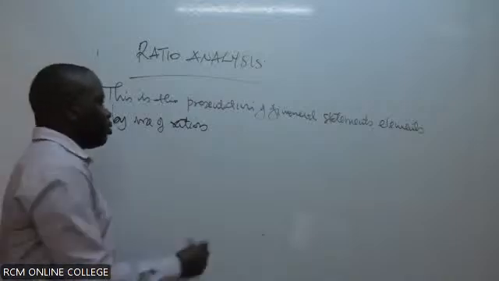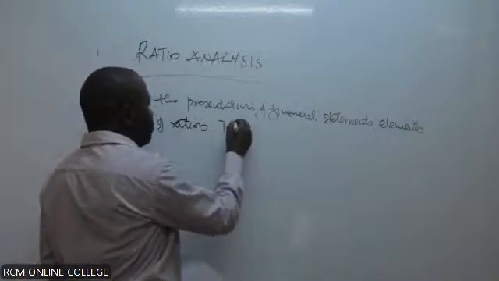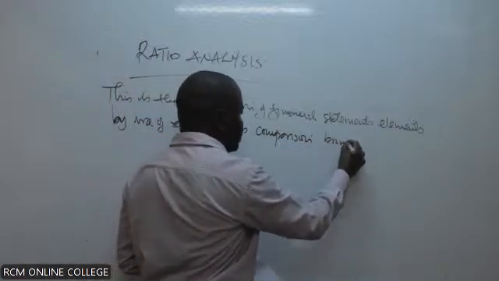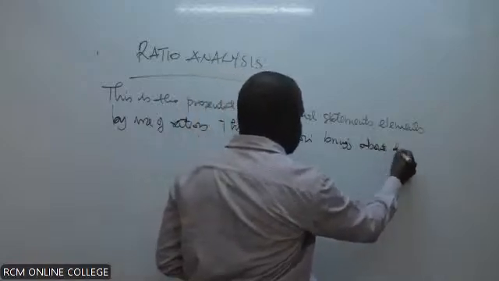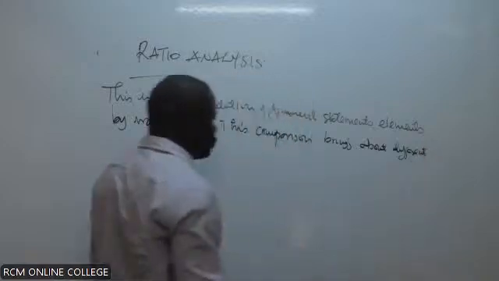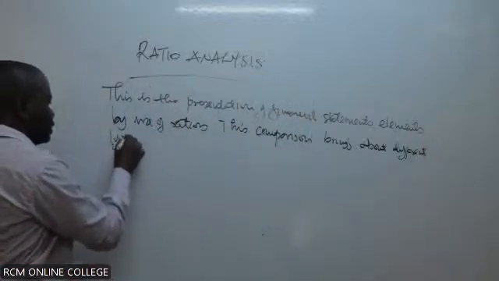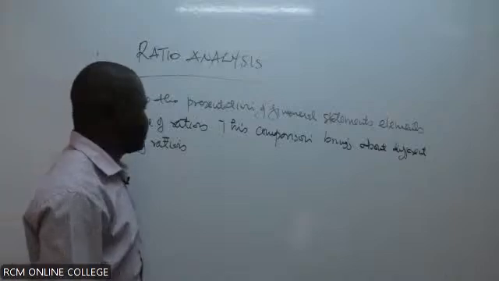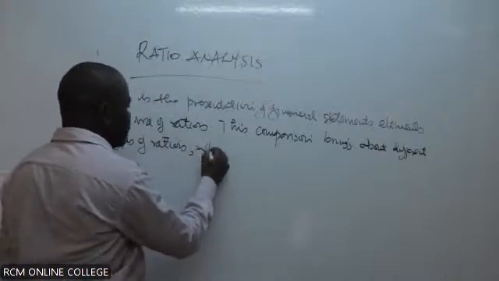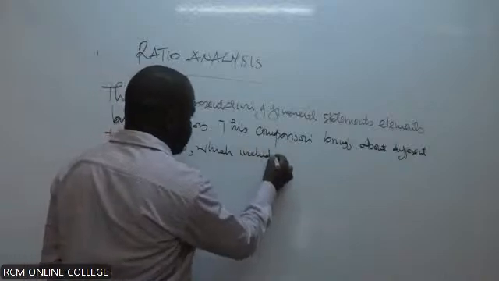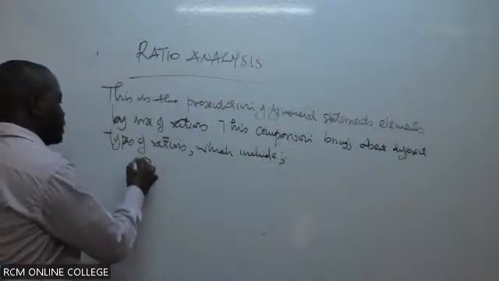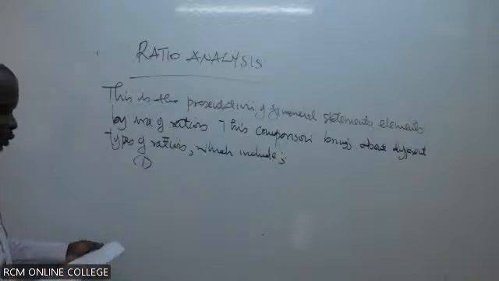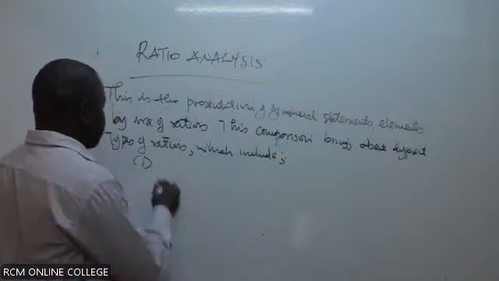Then you can say this comparison brings about different types of ratios, which include, then you put a semicolon. So you can list them here, the types of ratios. These types of ratios will likely include profitability ratios.